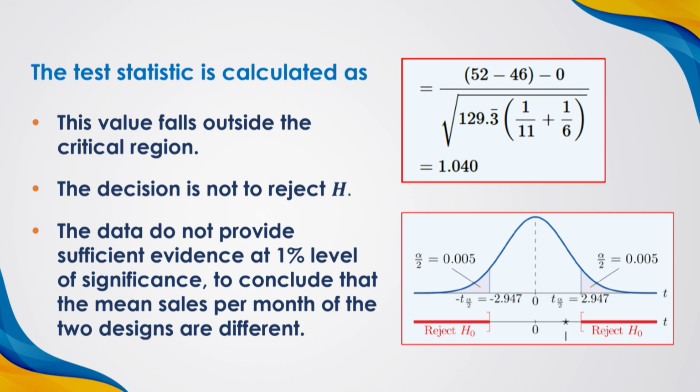This value falls outside the critical region. You can see here, this is the rejection region, this is the critical region. The test statistic falls outside, that is, within this region. So, the decision is not to reject H0. The data do not provide sufficient evidence at 1% level of significance to conclude that the mean sales per month of the two designs are different.